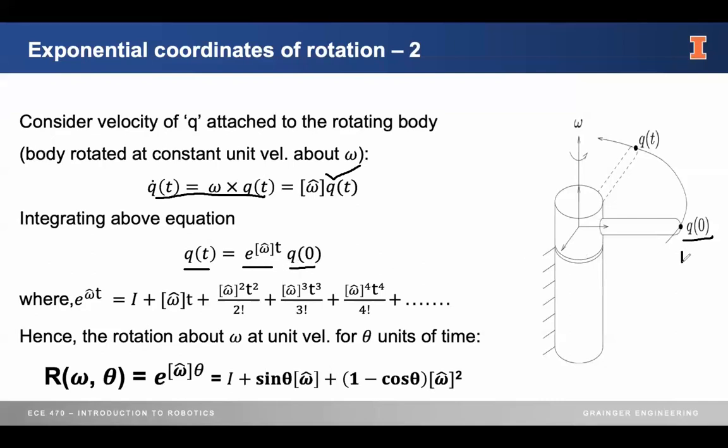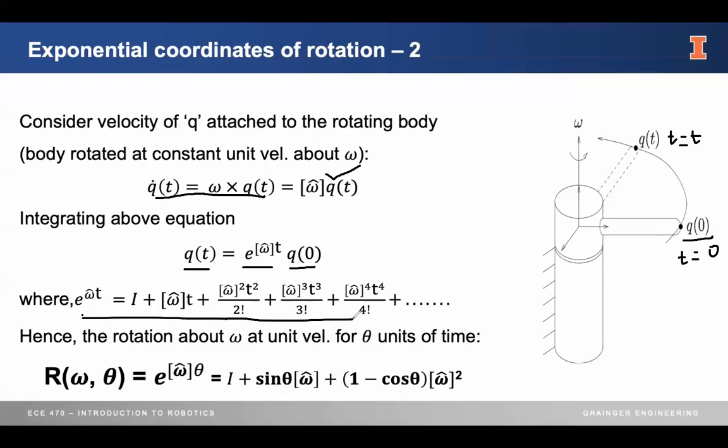Here q0 is the initial, t equals 0, position of the point, and e raised to matrix omega hat t is the matrix exponential. Here e raised to omega hat t equals identity matrix plus matrix omega hat into t plus matrix omega hat square into t square over 2 factorial and so on.